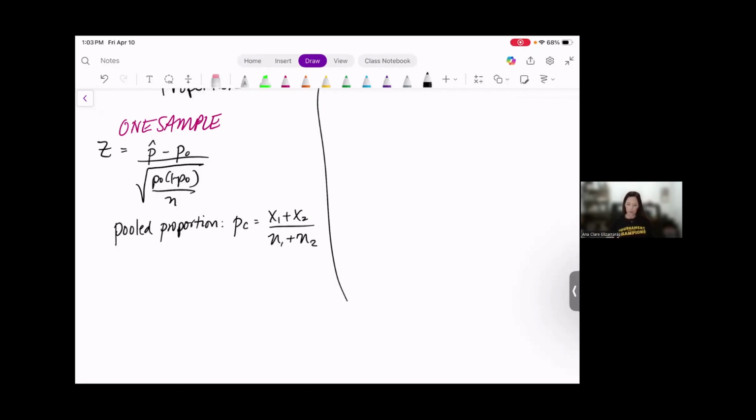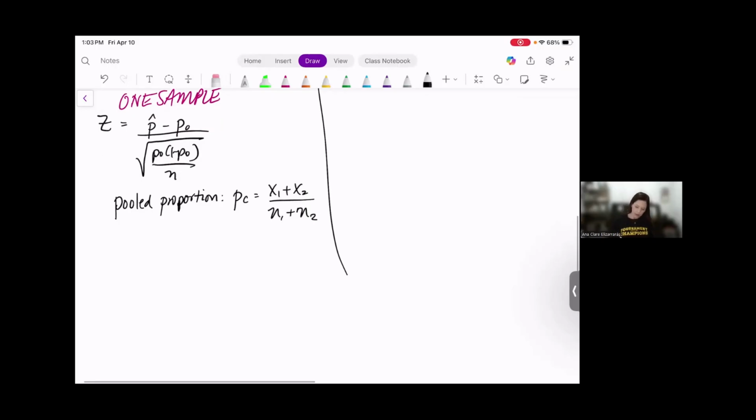2. And then we can adjust our z-score to be the point estimate, or the difference in the sample proportions, minus the difference in the population proportions, which is most often 0. And then that is divided by the square root of the pooled proportion times 1 minus the pooled proportion, times 1 over the sample sizes.